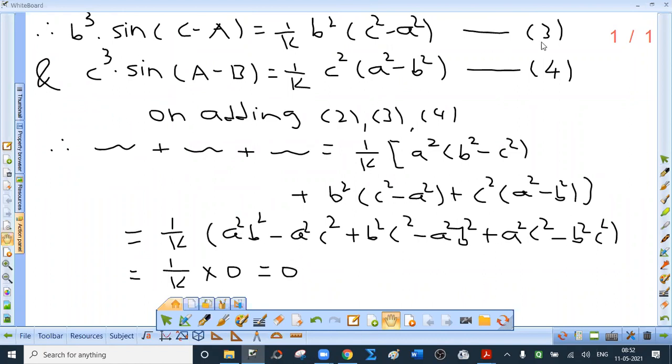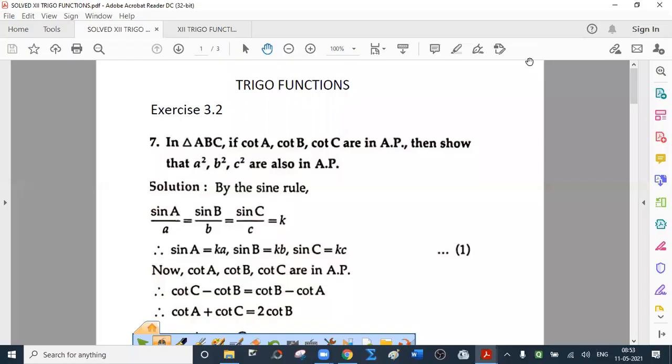That's it. Let me explain first. You have to write the solution after the lecture. This is an important sum.